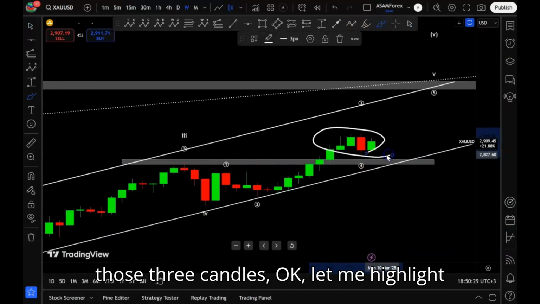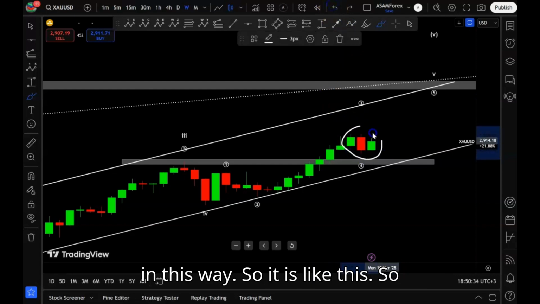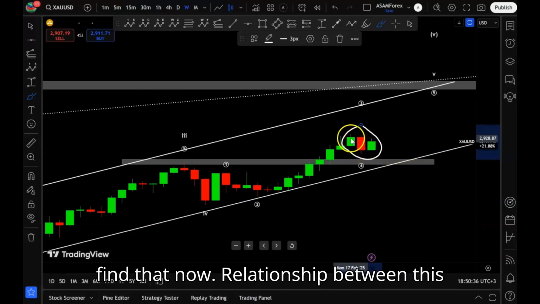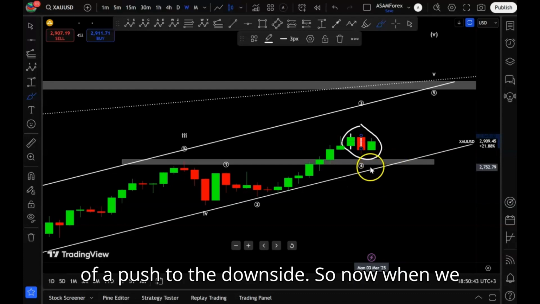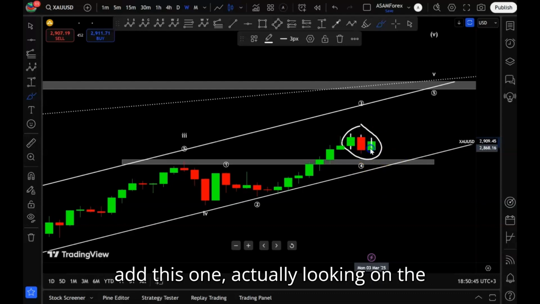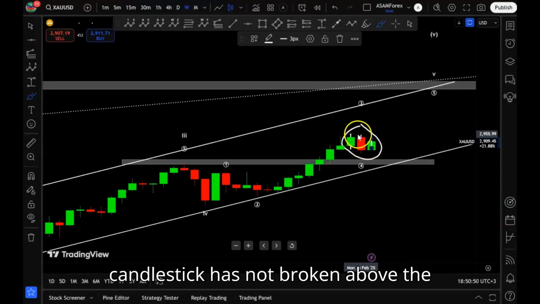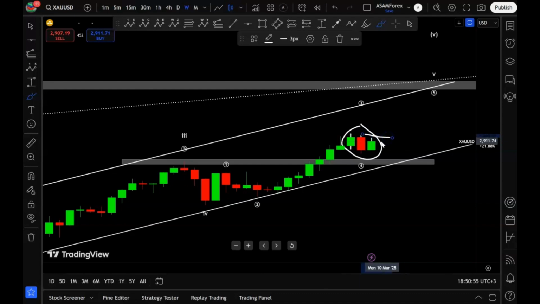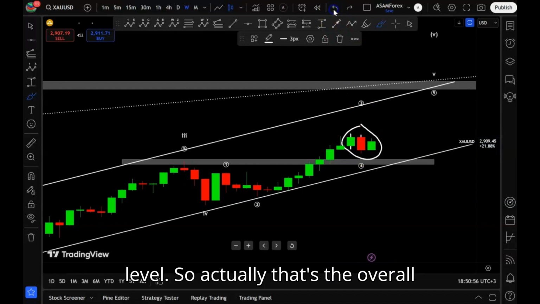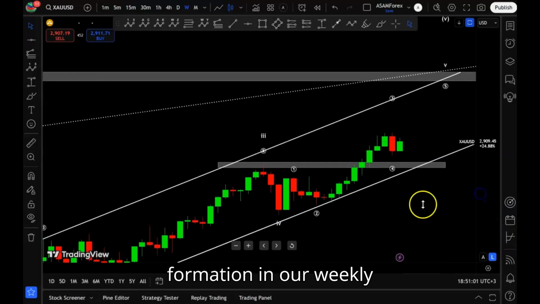Looking at those 3 candles, let me highlight in this way, so it is like this. You'll find that the relationship between this one and this one indicates a possibility of a push to the downside. Now when we add this one, looking at the previous candle, since the current candlestick has not broken above the previous candle, we may still consider bearish momentum possible at this level. So that's the overall formation in the weekly time frame.